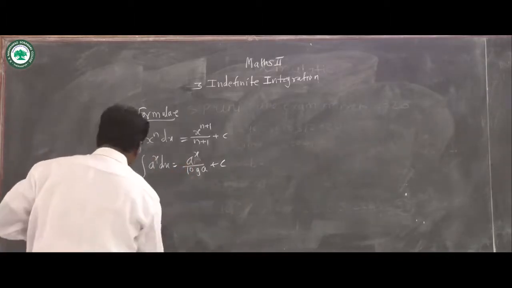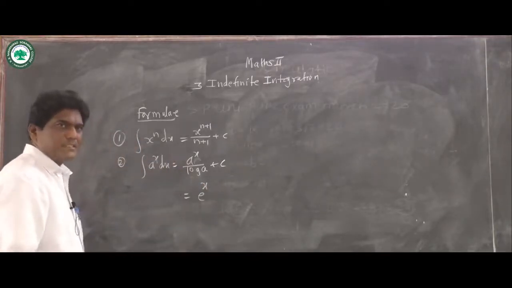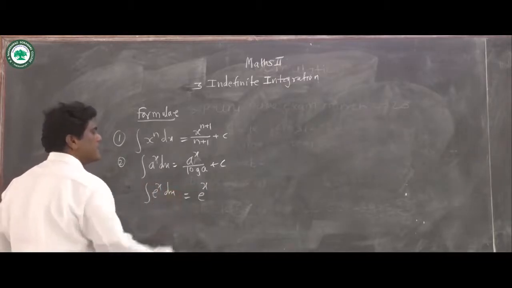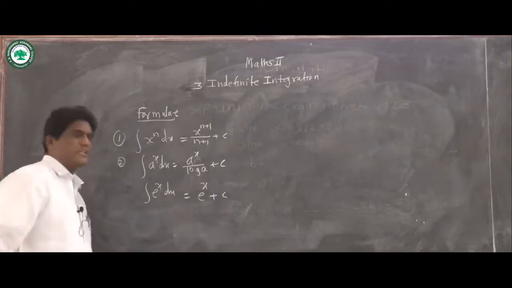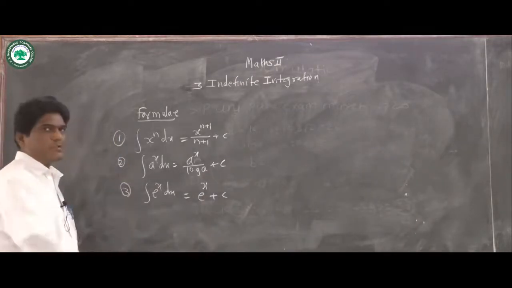Now the third formula. What is the derivative of e to the power x? It is e to the power x. So integration of e to the power x dx is equal to e to the power x plus constant of integration. This is the third formula.